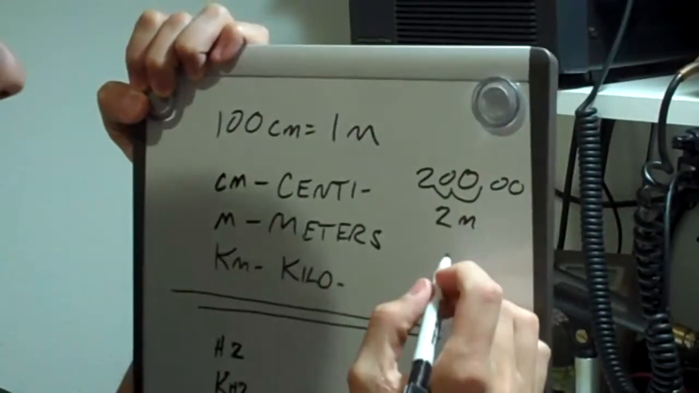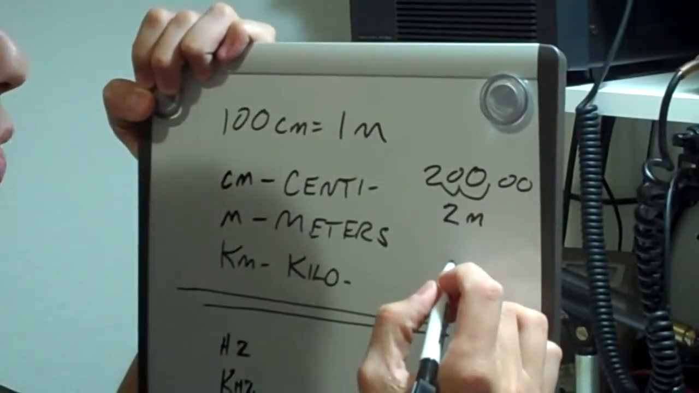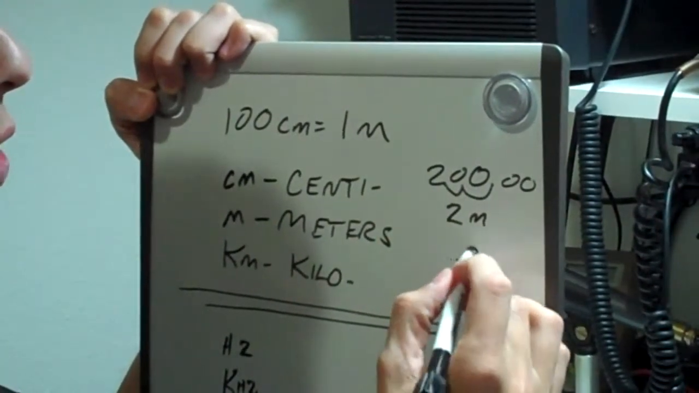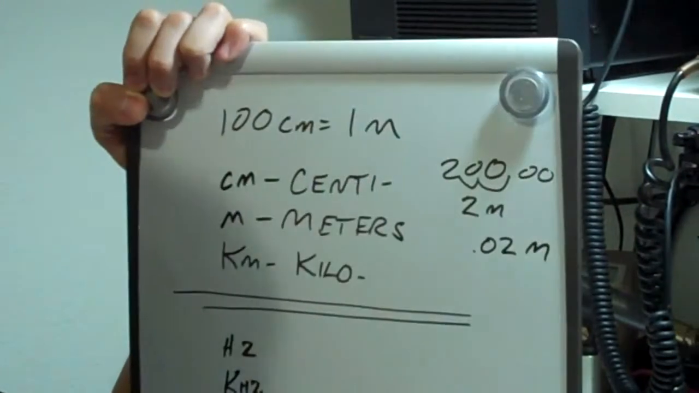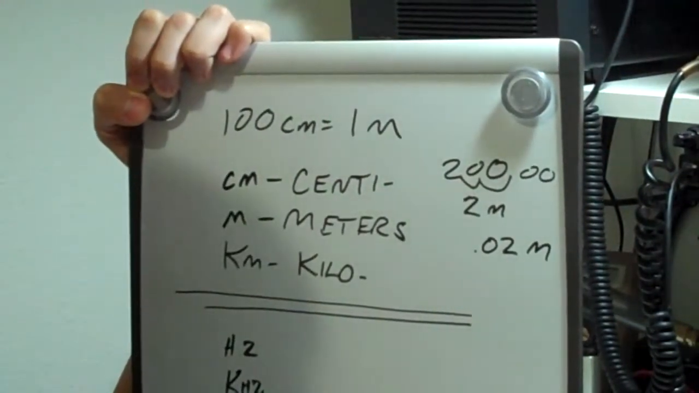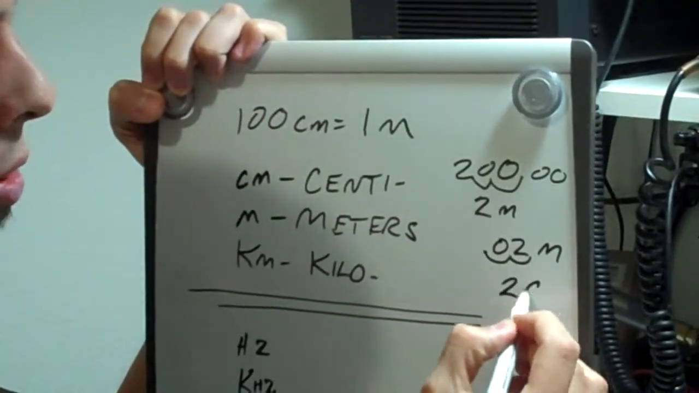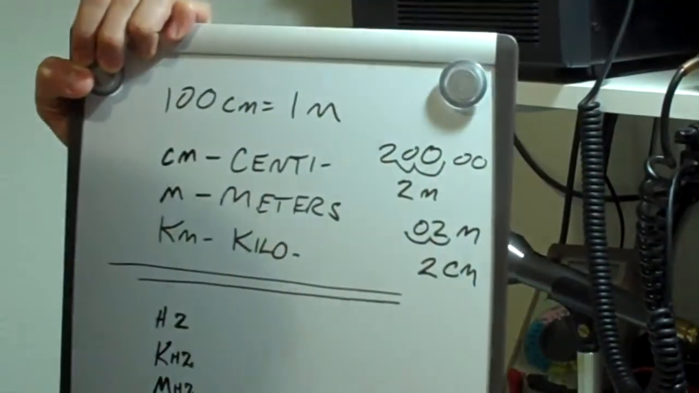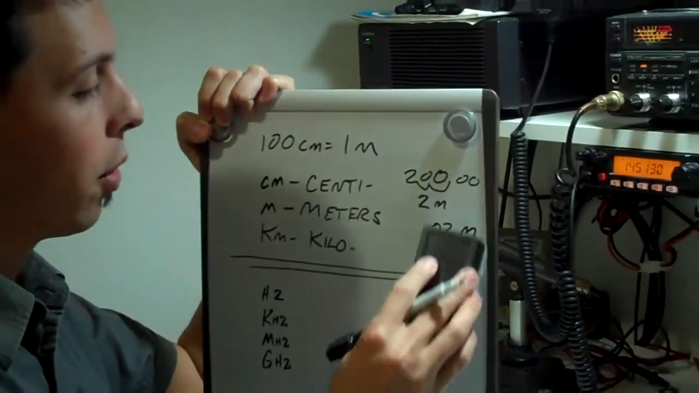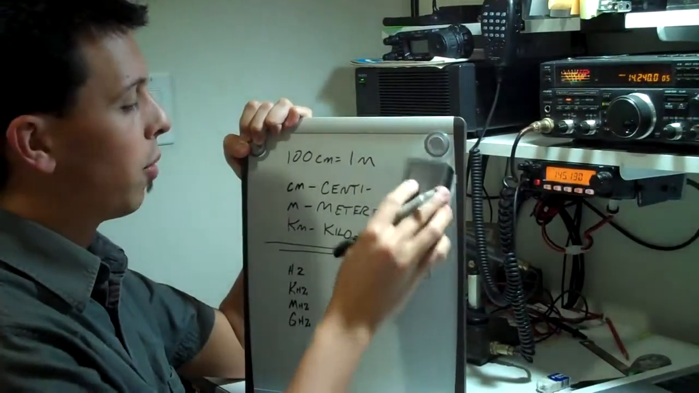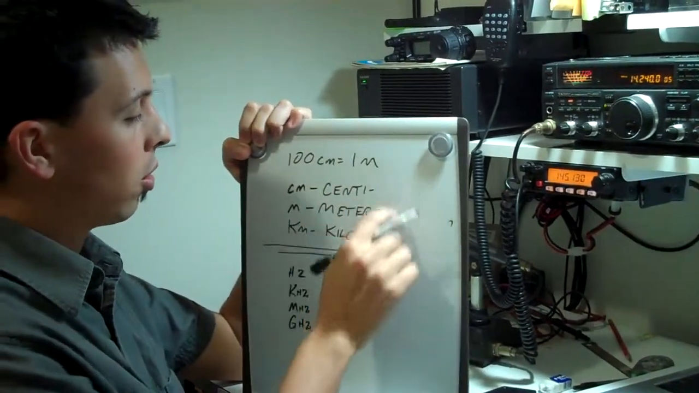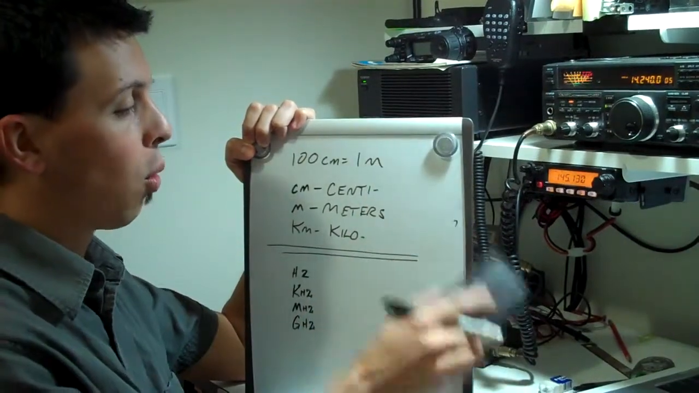What if you have 0.02 meters? How many centimeters is that? Well, we move the decimal place 2 places, and it is going to be 2 centimeters. I hope that makes sense. It's pretty simple. We just move the decimal place around from the 100 to the meters. The centimeters is 100 centimeters in 1 meter.